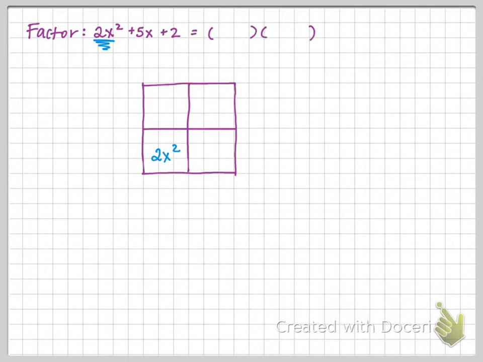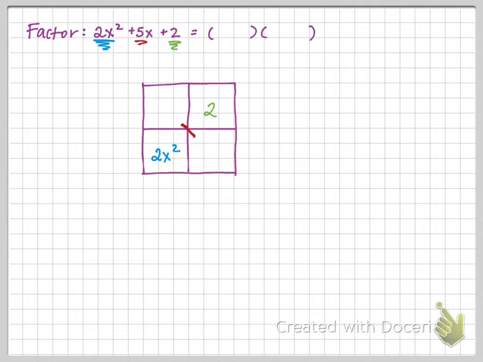Then you're going to do the same idea. You're going to take that 2 and put it in the top right square. You're going to notice yesterday that in the top right square, you always ended up with your constant in that box. Then, whatever the last two boxes are, the thing that we're missing from our original problem is that 5x. So whatever these two things are, they have to add up to 5x.